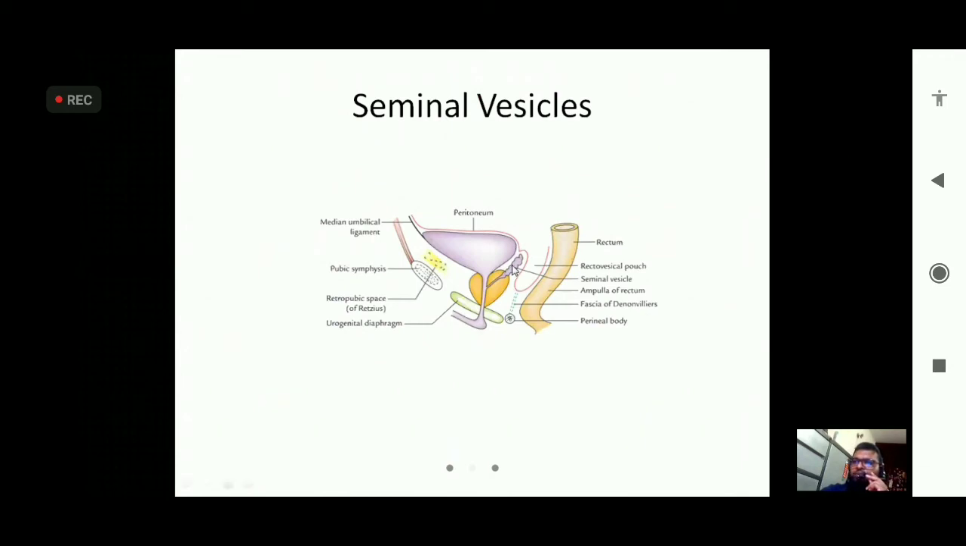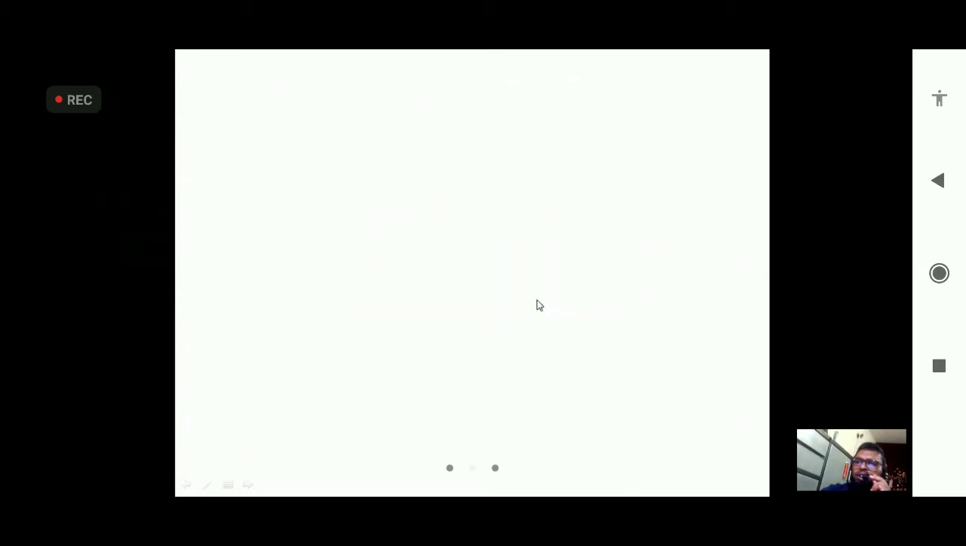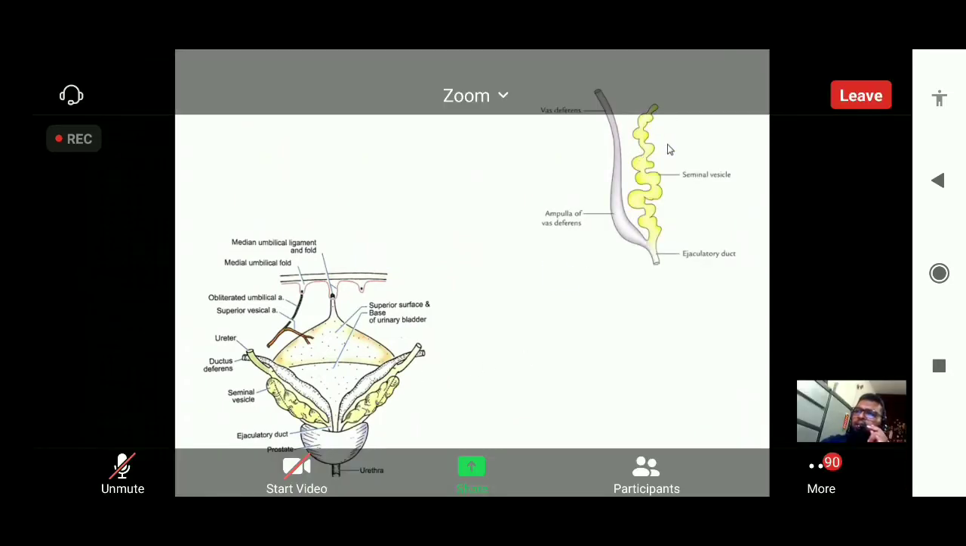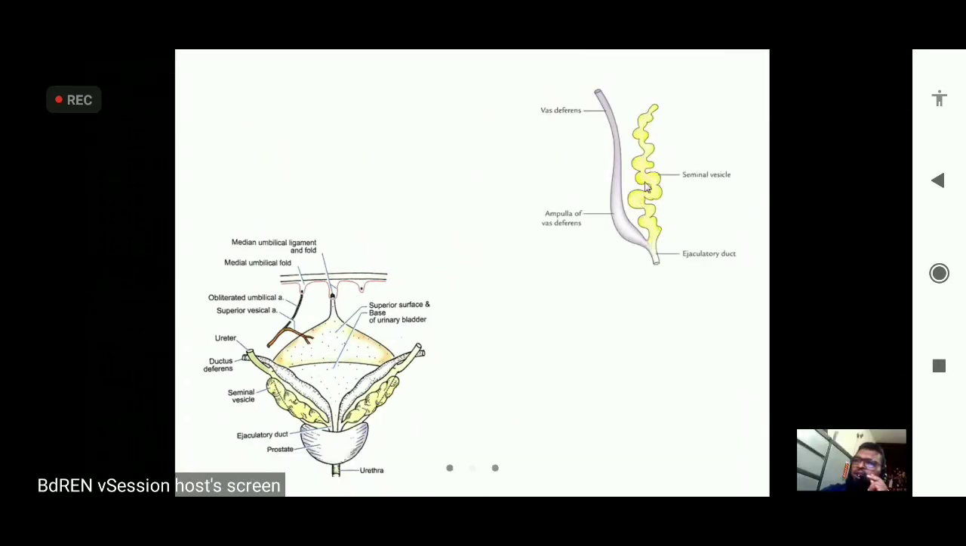By this time we have discussed the seminal vesicle. It's a sac-like structure which is nothing but a convoluted single duct with a blind loop at one end and an open end which joins with the vas deferens to form the ejaculatory duct. So this is a single duct which convoluted upon itself to form a vesicle-like structure. And you can see from this figure where it is located.